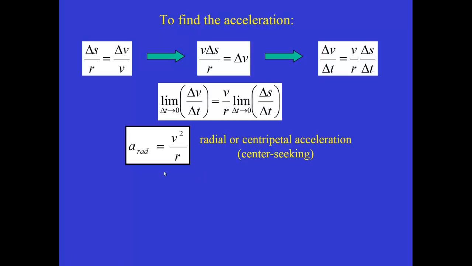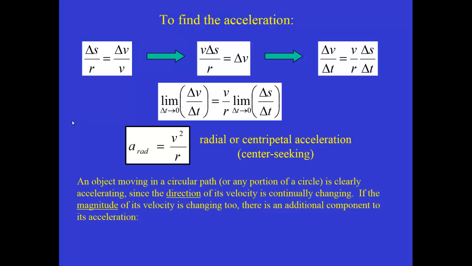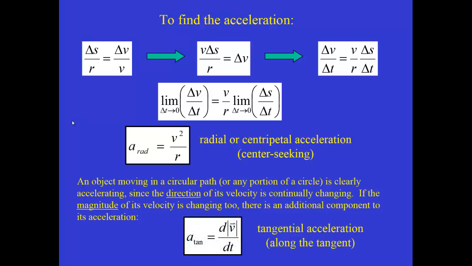For uniform circular motion, the speed would stay constant, but if the object is speeding up or slowing down, then there's another component to its acceleration, and that would be what's called the tangential acceleration. So if the magnitude of the velocity vector, the speed, is changing, then there's an additional acceleration along the tangent to the path. And so there's a radial component, and then there's a tangential component for the most general case.